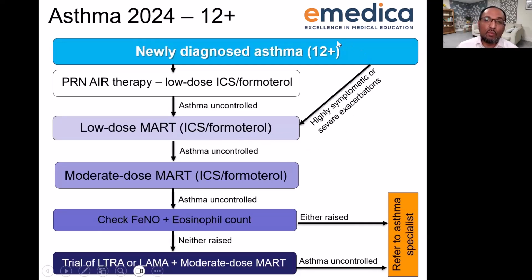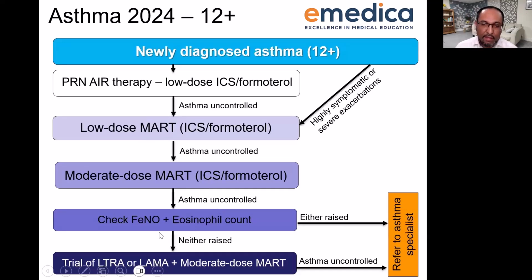Now if someone at diagnosis is really highly symptomatic, or they've had lots of really severe exacerbations, then you'd skip the PRN AIR therapy and go straight to having a regular MART regime. So straight on to taking the inhaler every day, morning and evening, and if you get short of breath, take extra doses of the same one. Not well controlled, the next step is moderate-dose MART. So essentially, again, same combination, but the steroid dose doubles.